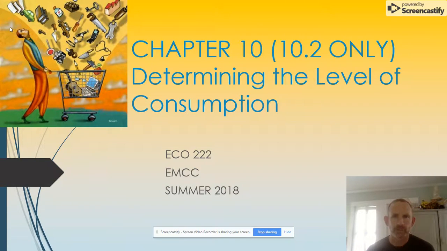I had originally said we were going to cover chapter 9 and 10 this week, but after looking at it, I realized there's a lot of stuff in chapter 10 that I don't think is really that necessary and important. It gets into a little too much detail. So chapter 10, section 10.2, is called Determining the Level of Consumption. That's really all you need to read out of chapter 10, so that's all I'm going to cover in this video. And this one should be fairly short.